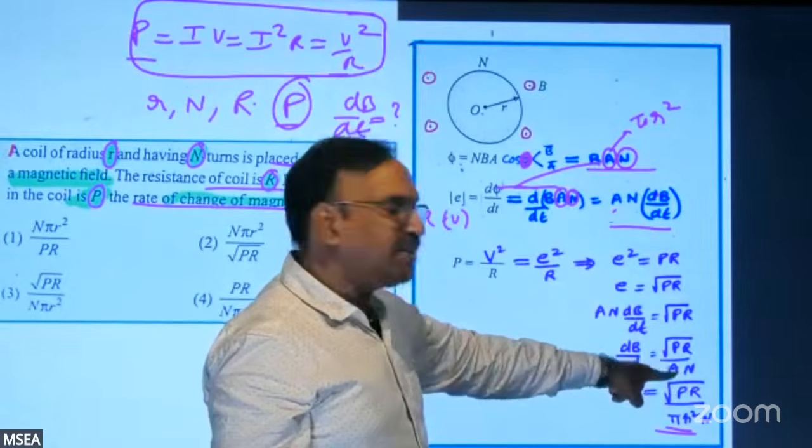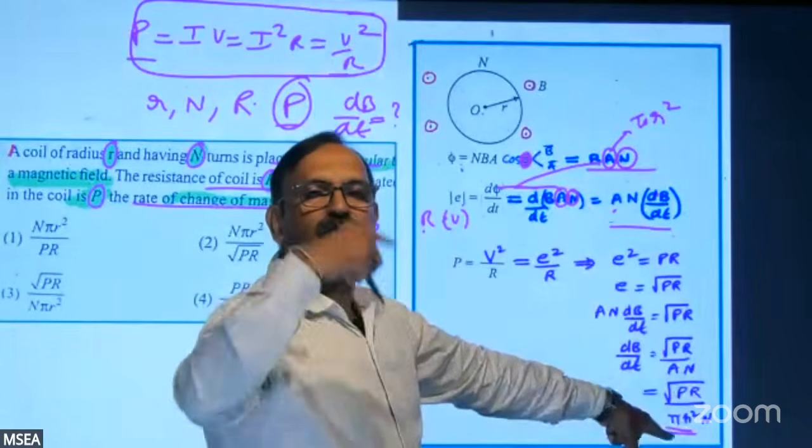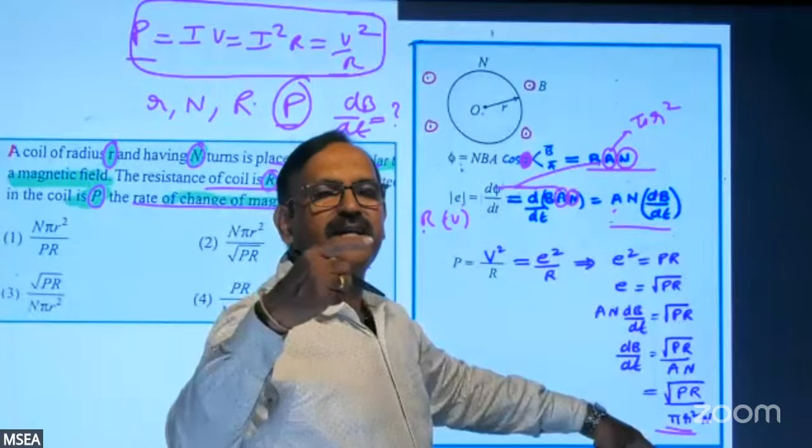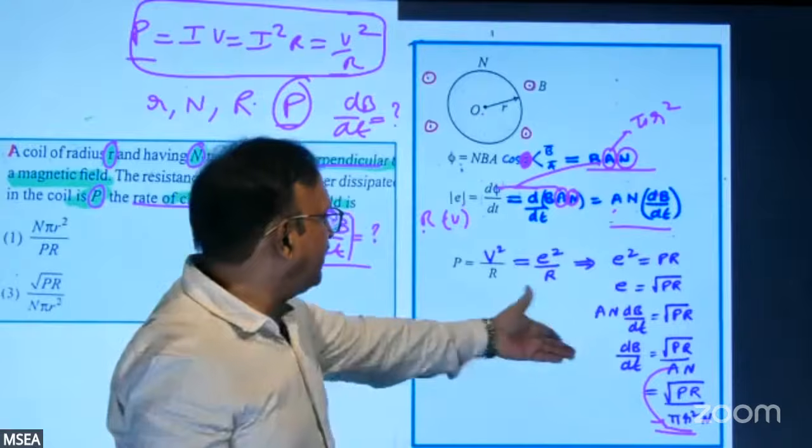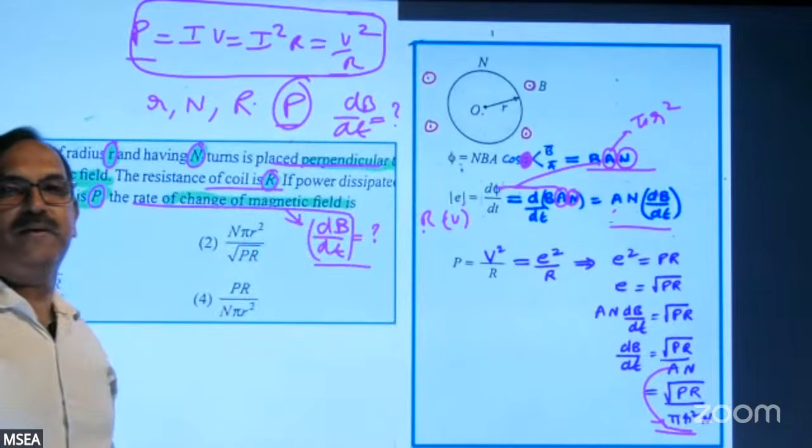And what is the area of each turn? It is pi r square, because it's a circular coil of radius R. The cross-section area is nothing but pi r square. In place of A, you just write pi r square. Then in the next second, you will be getting the answer.